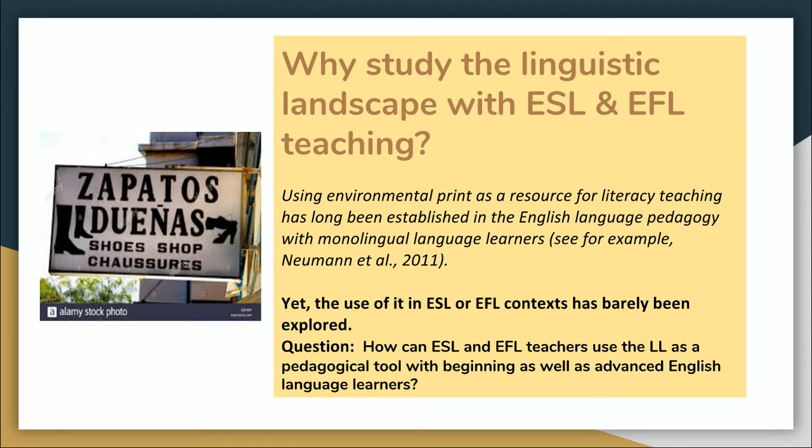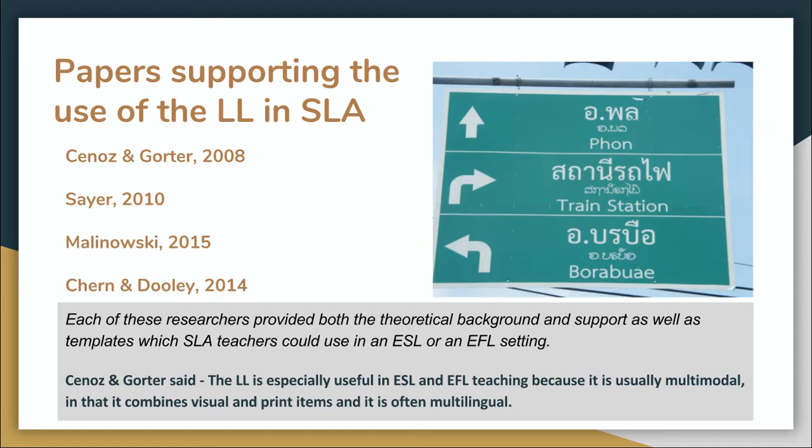Using environmental print as a resource for literacy teaching has long been established in English language pedagogy with monolingual language learners. Yet the use of it in the ESL or EFL context has barely been explored. Question: how can ESL and EFL teachers use the linguistic landscape as a pedagogical tool with beginning as well as advanced English language learners? There have been several papers that have supported the use of this in second language acquisition.